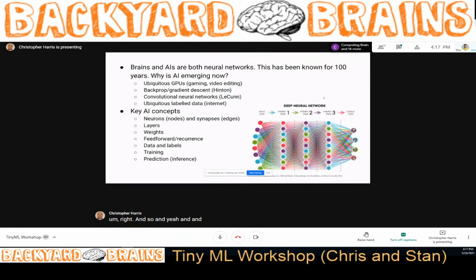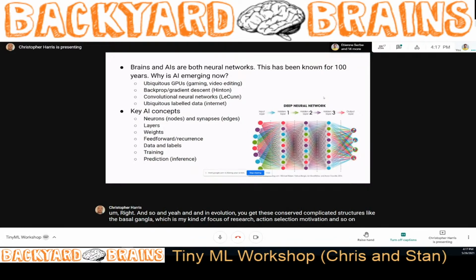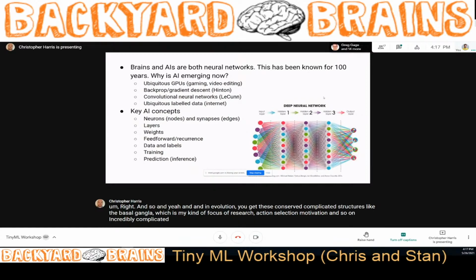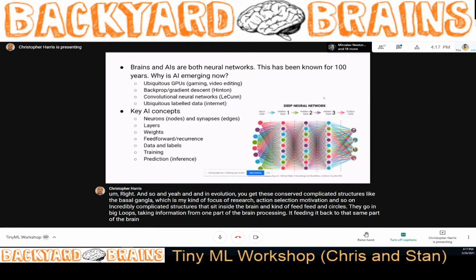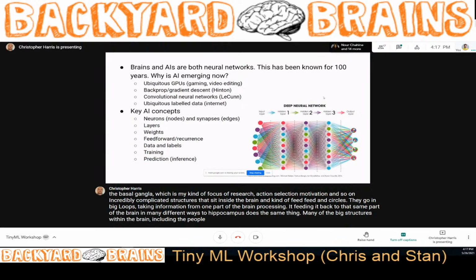Okay, so we know what brains are, sort of, and we've been studying them for 100 years, since Cajal, before that as well. We know they are neural networks. So we know that brains are neural networks, and we've been trying to build artificial neural networks for a long time, but it's only around 2010 that this started to take off. Like, this is a recent thing, and the reason for that is multifold.